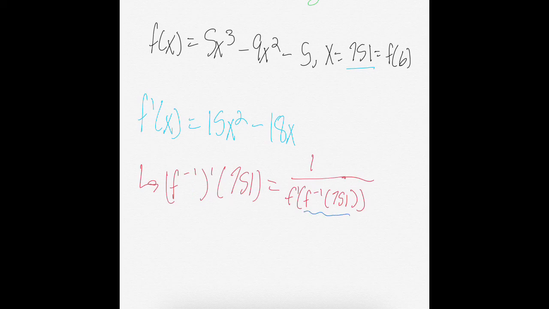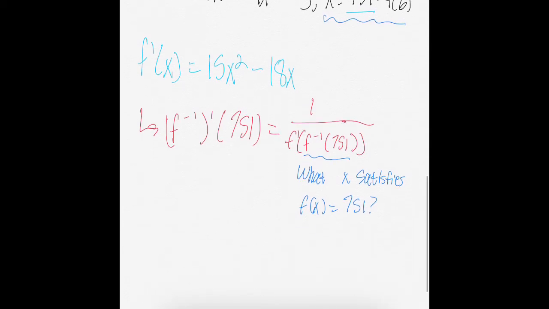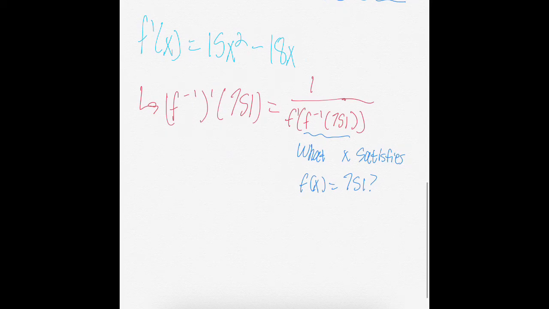Now, let's remind ourselves, f inverse of 751, this is just saying what x satisfies f of x equals 751. And that's why I told you it's very nice that they told us that 751 is just f of 6.